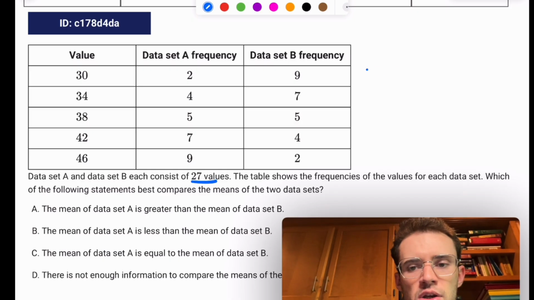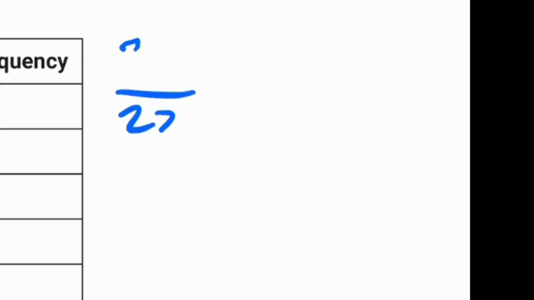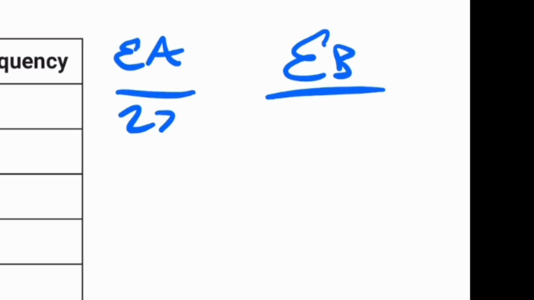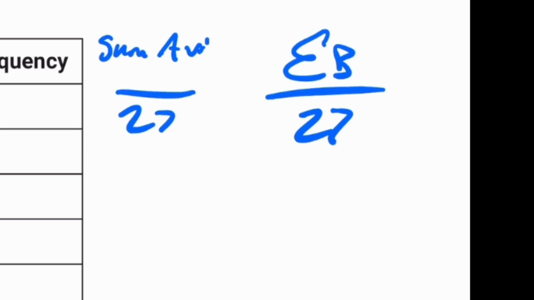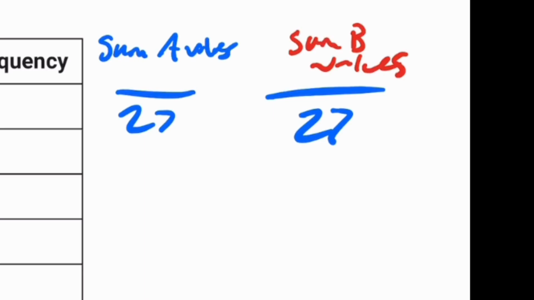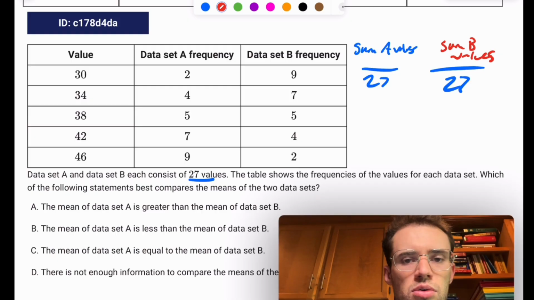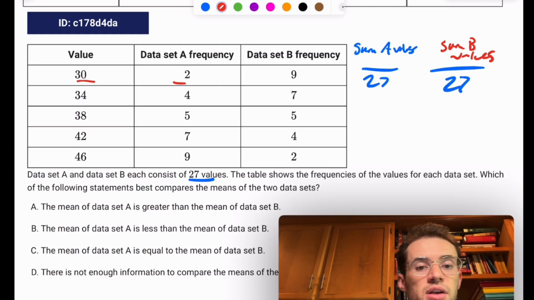They did say that. So we could say the sum of the values in A and the sum of the values in B. I know that's not really proper notation, but this is the sum sign. So I'll just say sum of A values. This would be sum of B values. And we can compare them. So to do that, we'll do the value times the number of those values to find the sum.